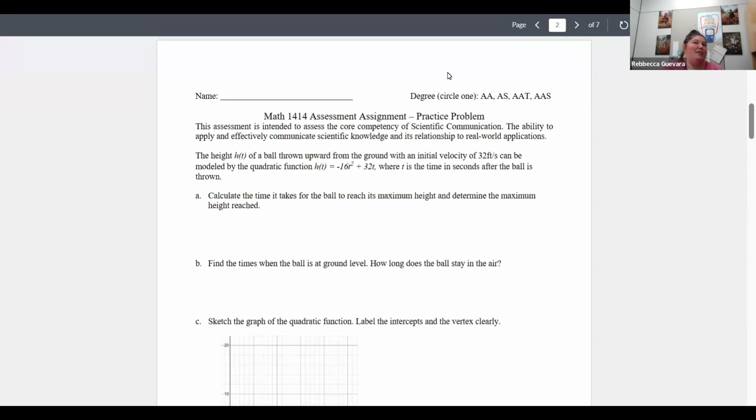This is just a practice version of your common assessment. Not every class, but several classes you've probably taken have had common assessments. This is just another one. All Math 14 classes get the same common assessment. And what we have here is just a quadratics problem. So we'll work on this piece by piece.